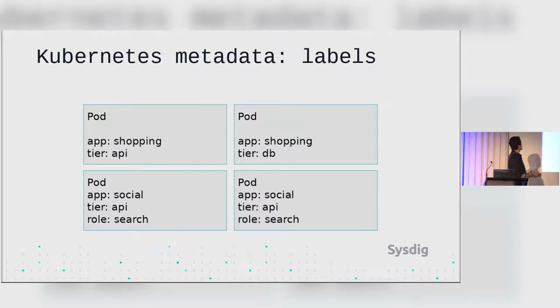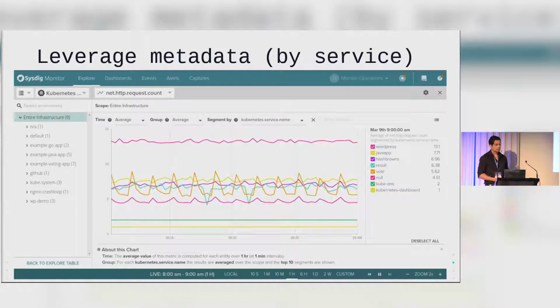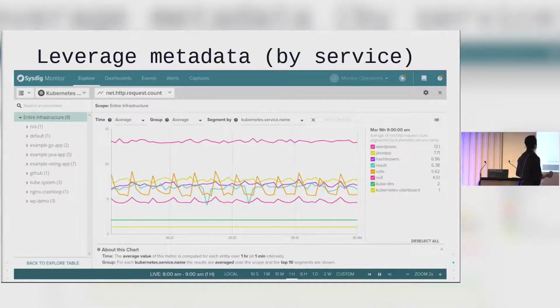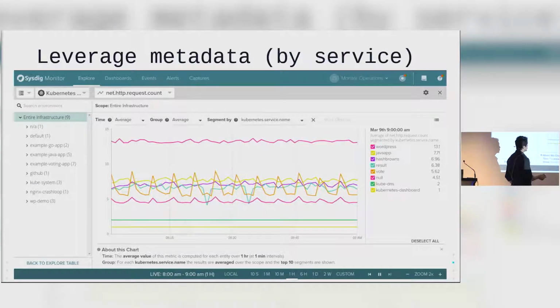Here you see, for example, different metadata labels. You have the shopping, the tier API, social, search, for example. And then the way we're going to organize this is in a different way. Now you see here, you have the service name. These are all your services name running different pods that could be in different servers. And now the same metrics from the golden signal, we're able to see here HTTP request count.